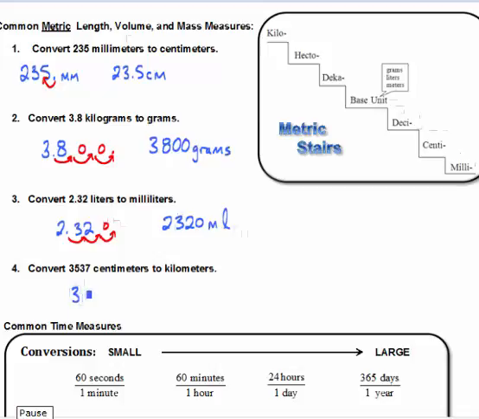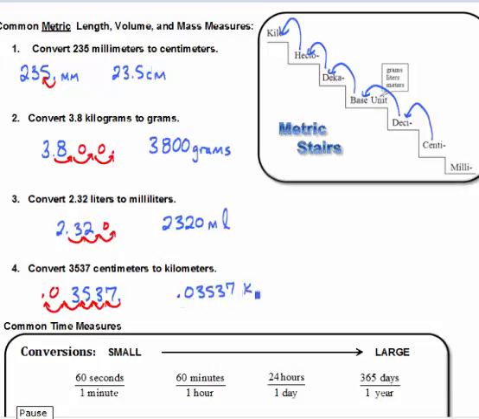The next one says we have 3,537 centimeters. The decimal is understood to be right there. And we're going from centimeters to kilometers. Alright, so we'll move up the stairs from centi all the way up to kilo. And so basically if you count carefully, I had to go up 1, 2, 3, 4, 5 stairs, and I had to move it to the left. So that means I'm going to move the decimal to the left 5 places. So 1, 2, 3, 4, 5. And so in this example right here, I put a 0 right there, and I could say this would be 0.03537 kilometers.